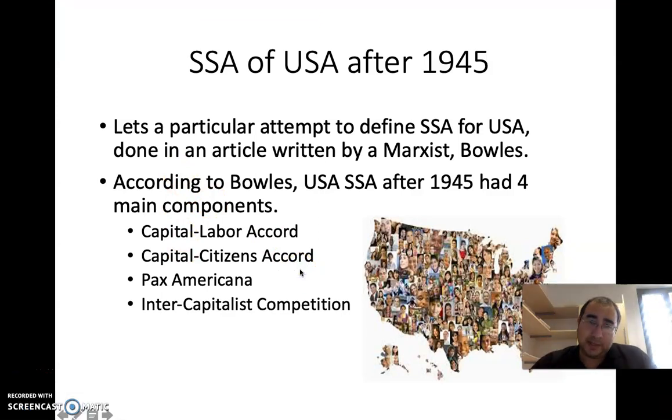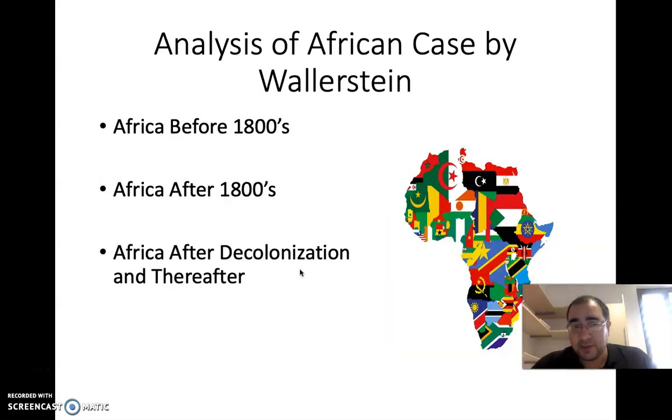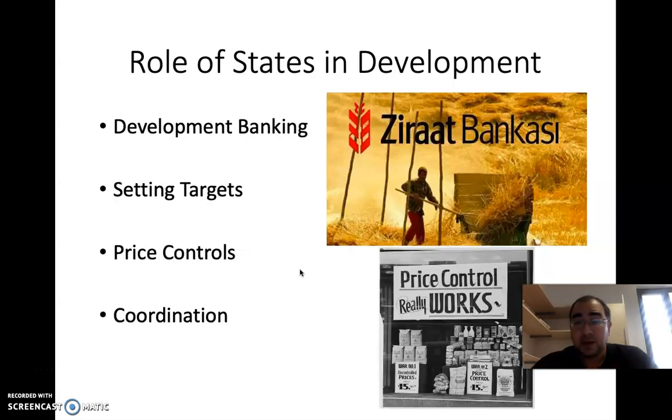So there are alternative SSAs built for alternative countries. I'm sure if you look on the internet, you can also find one for Turkey or any other country you want, basically.